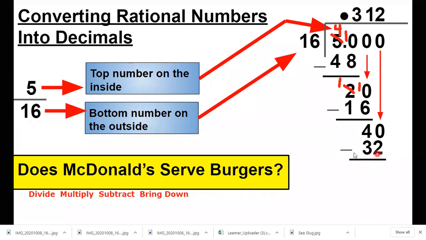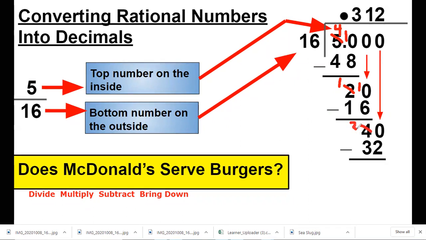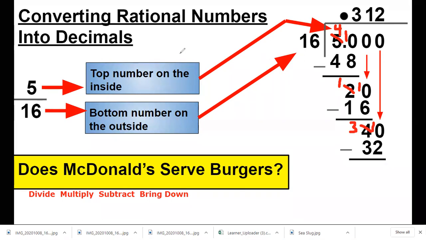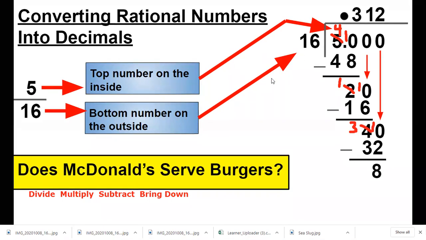Here we are. We're going to subtract 40 minus 32 again. We can't take a 2 from a 0, so we're going to have to borrow from the 4 and make it a 3. And take the 1 we borrowed and put it over here and make it a 10. So 10 minus 2 is going to give us 8. There's our 8. Are we finished? We're not. Why not? Well, we still have a remainder.